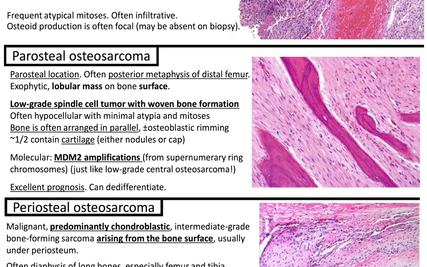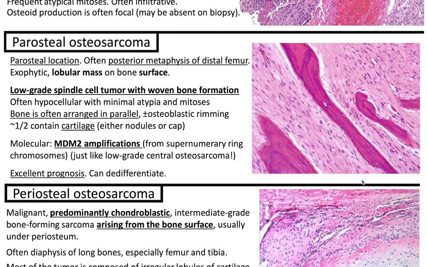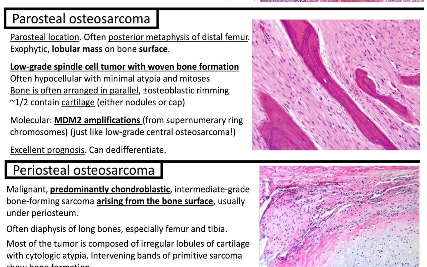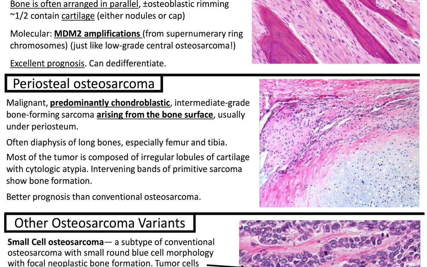Bone is often arranged in parallel, plus or minus osteoblastic rimming, and approximately 1/2 do contain cartilage. Just like your low-grade central osteosarcoma, your parosteal osteosarcoma has the MDM2 amplification. It has excellent prognosis, although it can dedifferentiate. We talked about low-grade, high-grade central osteosarcoma.